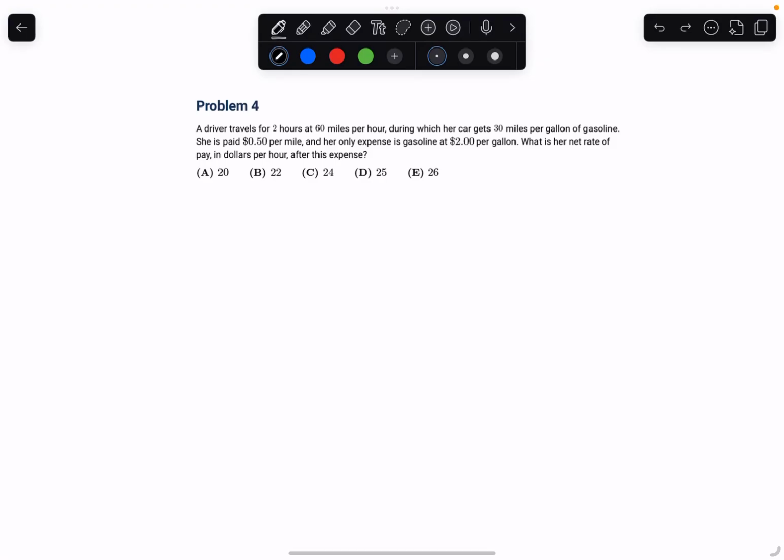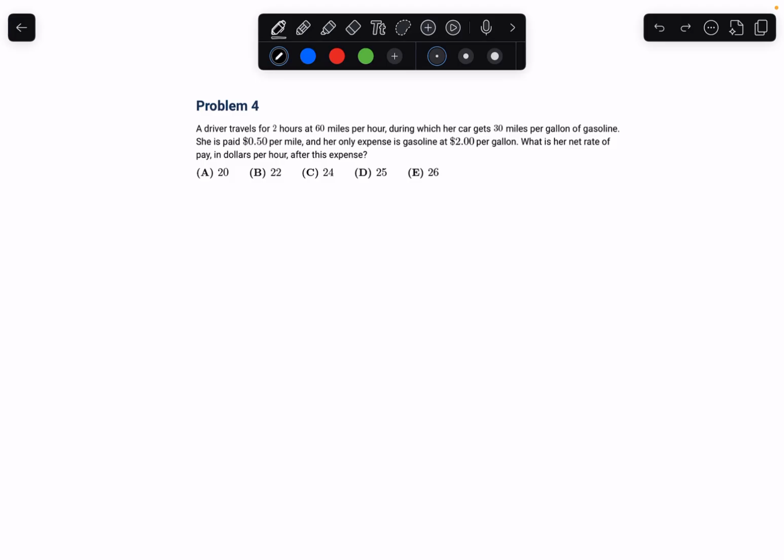This is 2020 AMC 10A problem number 4. A driver travels for 2 hours at 60 miles per hour, during which her car gets 30 miles per gallon of gasoline. She is paid 50 cents per mile, and her only expense is gasoline at $2 per gallon. What is her net rate of pay in dollars per hour after this expense?